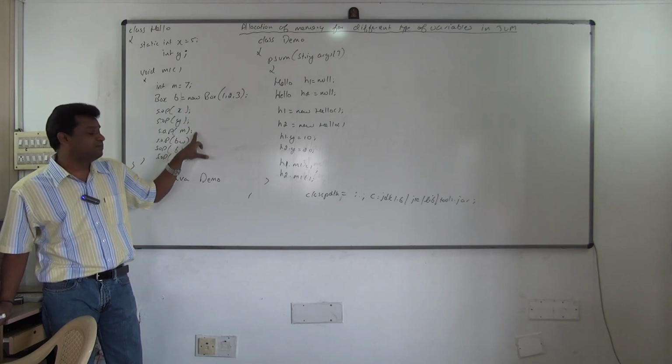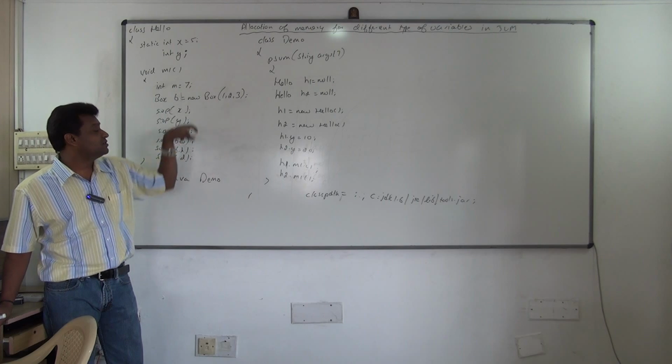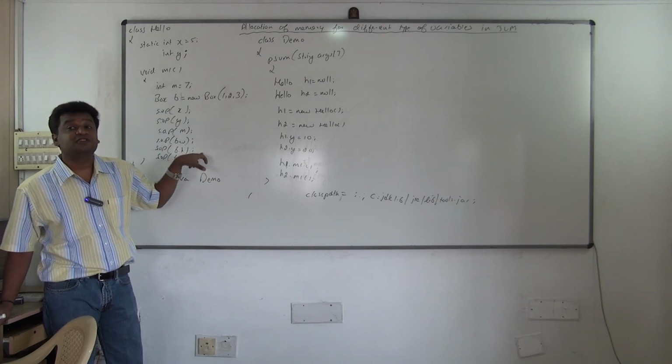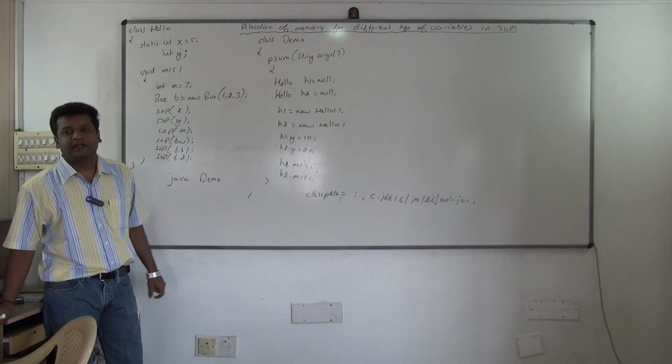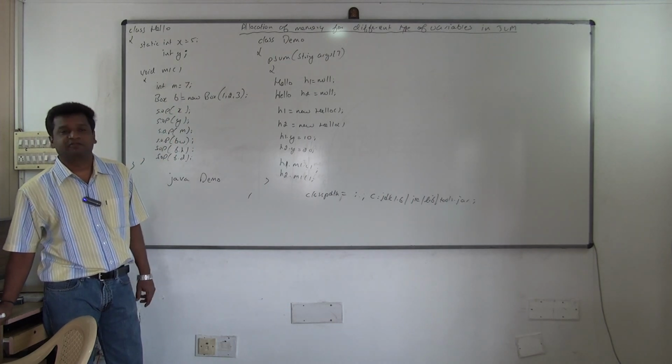Then all this method will complete execution. As soon as this method completes execution, B is destroyed. It's a local variable, notice. M and B are destroyed. And as soon as B is destroyed, it is dereferenced.